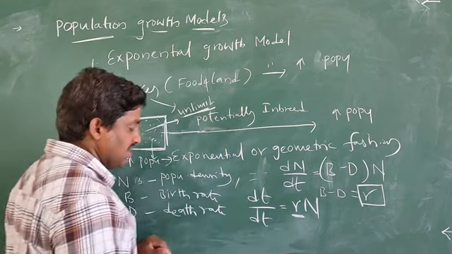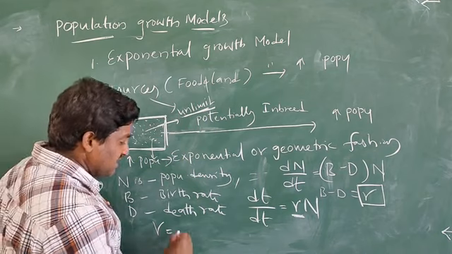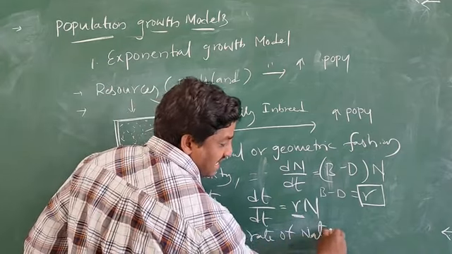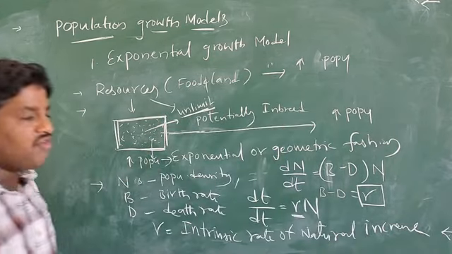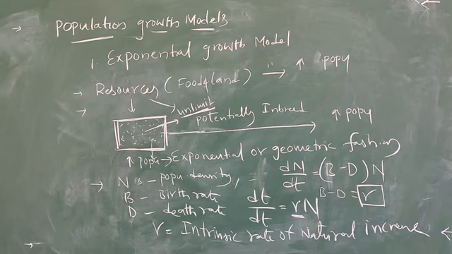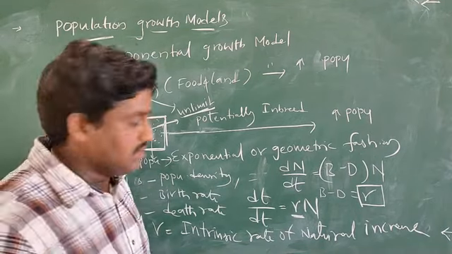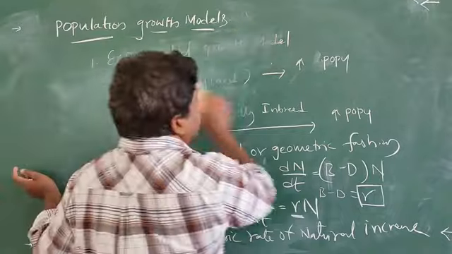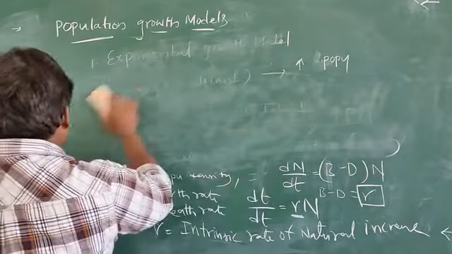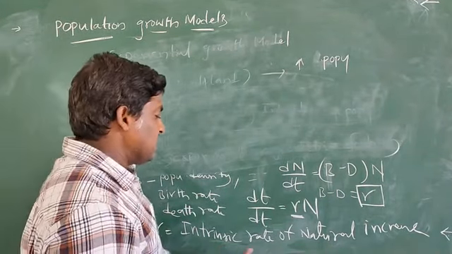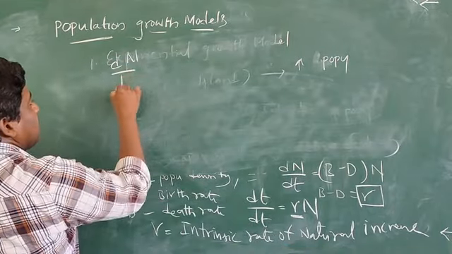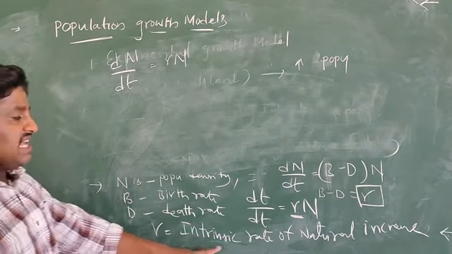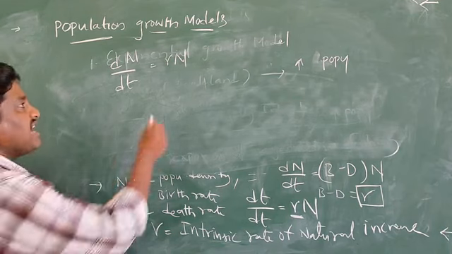Here r is the intrinsic rate of natural increase. Okay, here r is the intrinsic rate of natural increase. That means dN/dt is equal to rN, and r is the intrinsic rate of natural increase. So how is the natural increase?